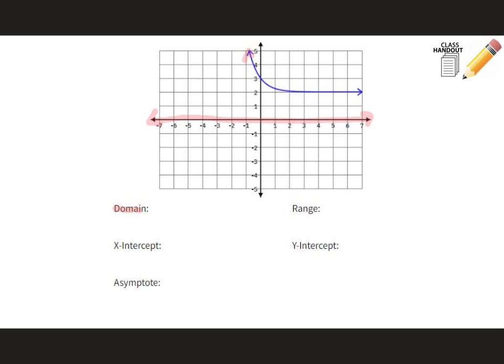We could also see that our graph goes forever kind of up and to the left and forever to the right. So the way that we write that in math terms is negative infinity to positive infinity. Okay, now for our range, we're going to look and see how low does our graph go. Well, the lowest point of our graph looks to be right here, and our graph goes forever up. So in terms of our range, it looks like it goes from 2 to infinity.